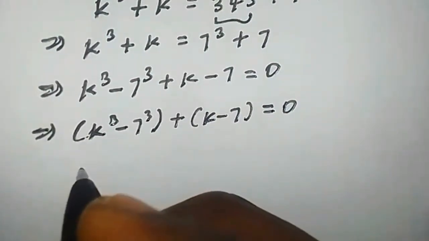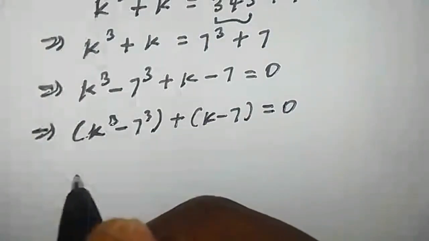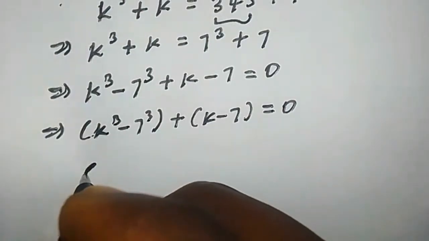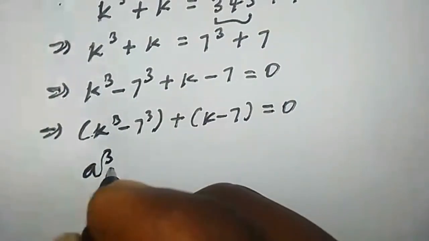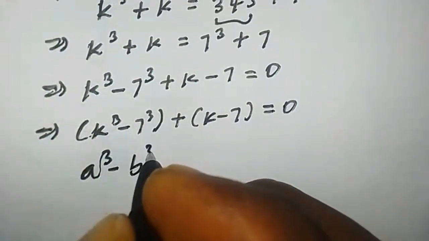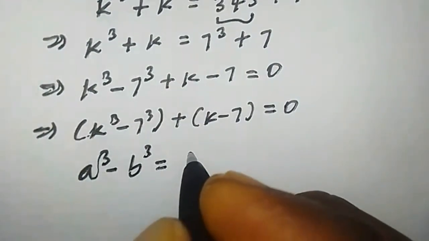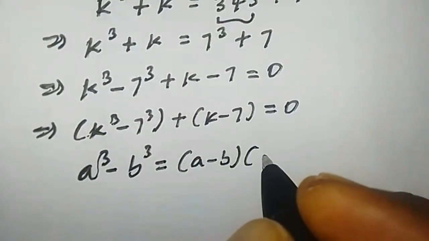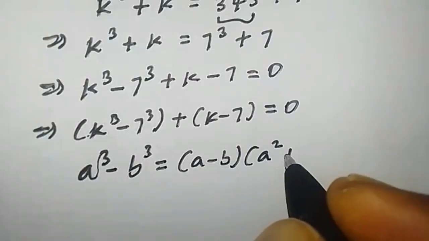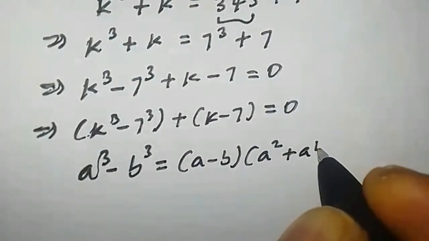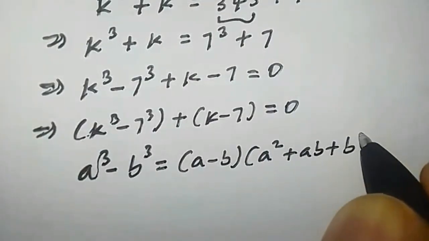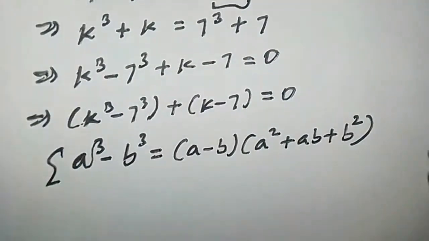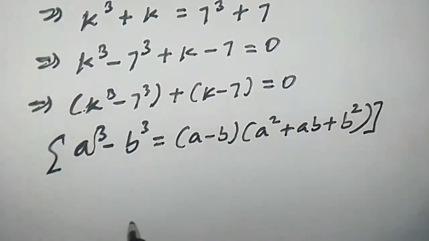At this stage, let us record this very nice identity. It says whenever we have A to the power of 3 minus B to the power of 3, this is equal to A minus B times A square plus AB plus B square. Take note of this identity, very important.